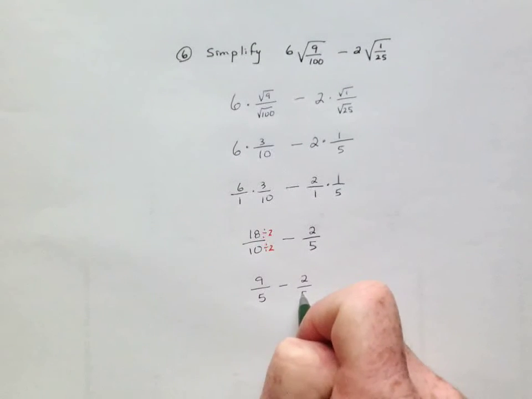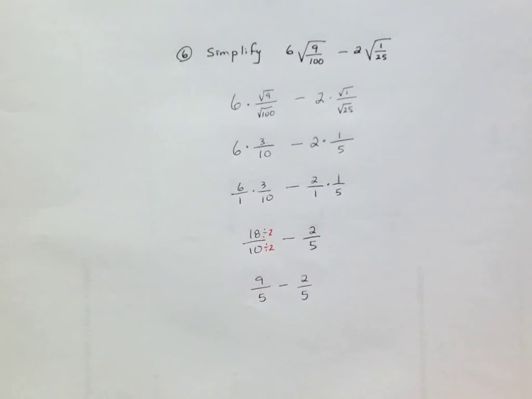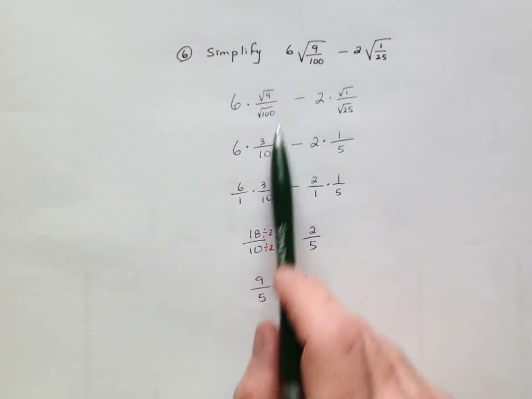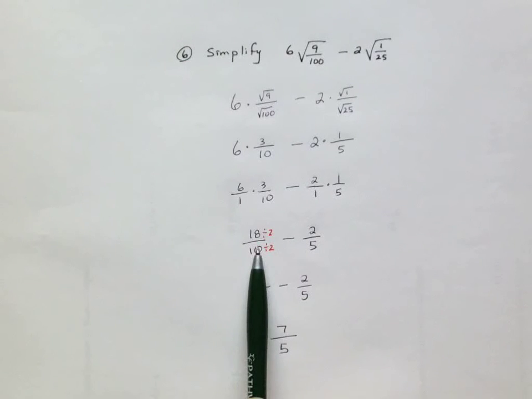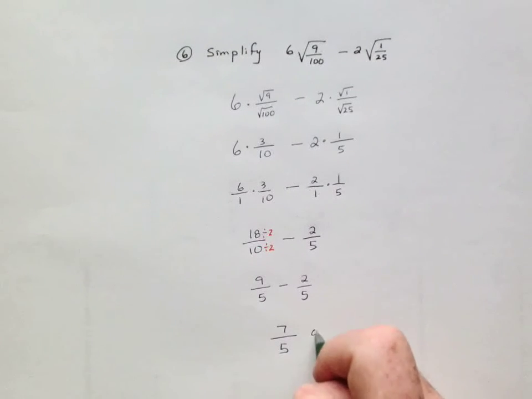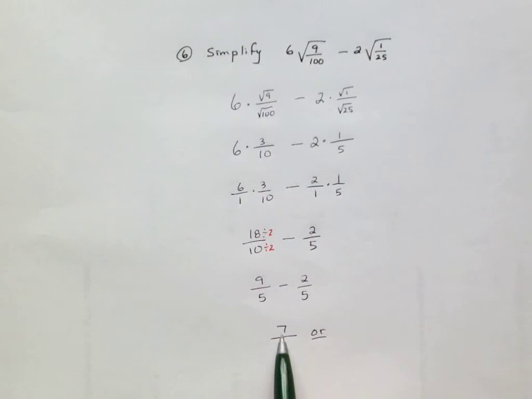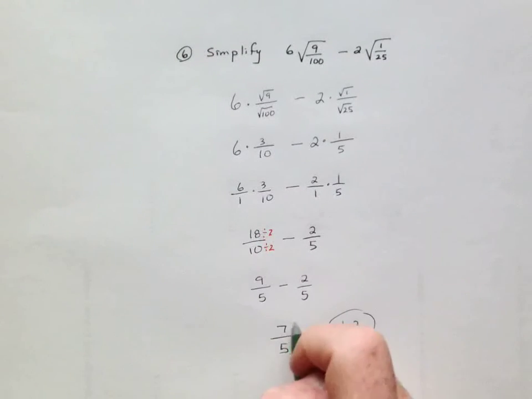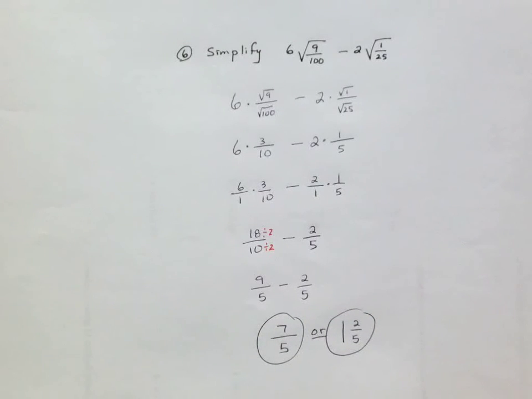And then once they did that, it turns out they already have a common denominator, so I can just subtract them. 9 minus 2 would be 7 fifths. And if you look at these numbers, they are improper fractions, so I don't have to change this to a mixed number. If I wanted to, just for extra fun, it would look like this. 5 divides into 7 one time with the remainder of 2. So this would be acceptable, but 7 fifths is how you should write the answer.